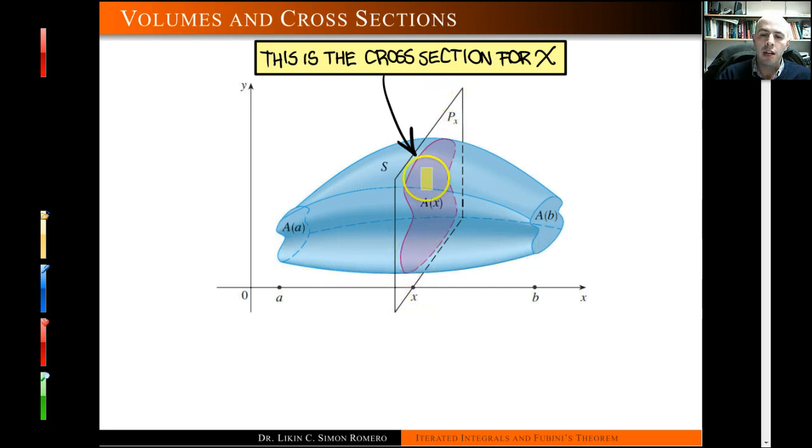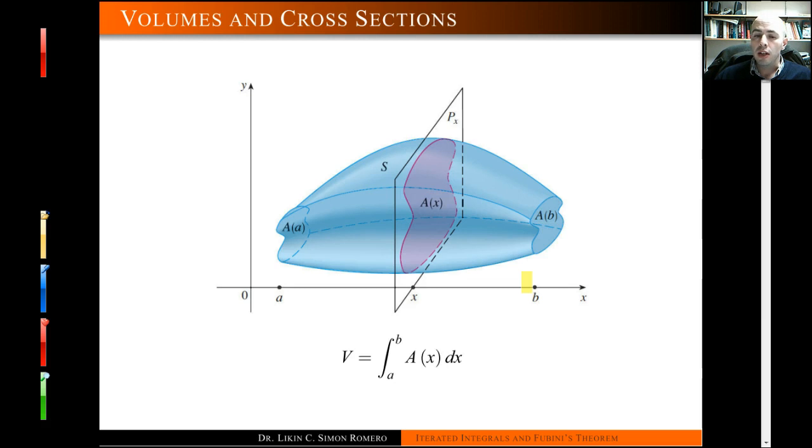So this is a cross section, and in particular we're going to focus on cross sections that correspond to a particular point in the x-axis. So what we saw in calculus of one variable is that the volume was going to be the integral from a to b of the area of the cross sections. One of the reasons why this is called an integral is because you are integrating all the cross sections from a to b, and all the cross sections together will give you at the end the volume of the surface.